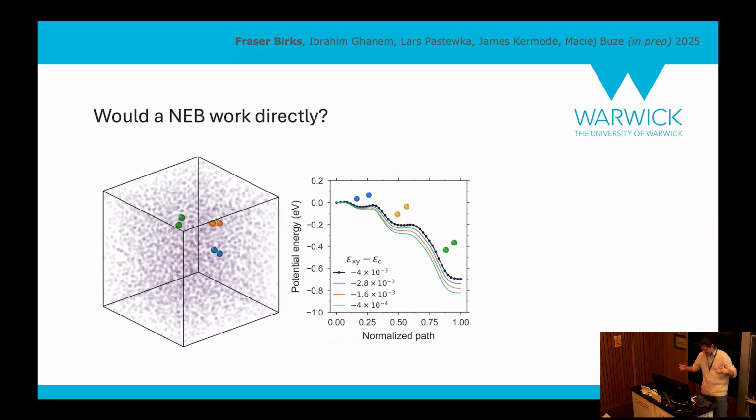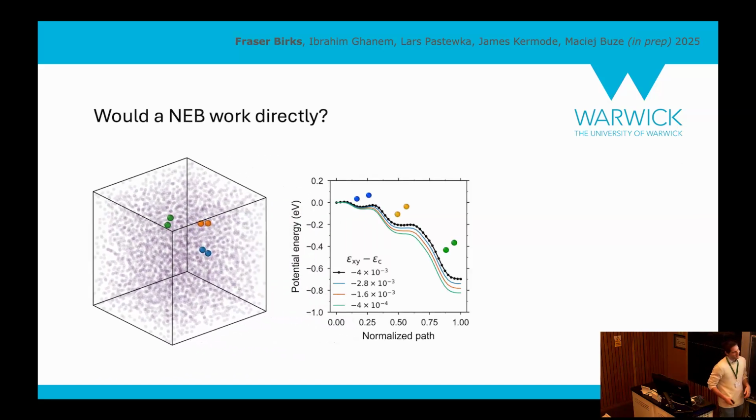Just a nudged elastic band simulation. Would it work directly? And what you find is that with enough images, you can indeed do a nudged elastic band simulation through a whole avalanche like this, right? And this is kind of good in some ways, but there are some very, very obvious downsides to this.